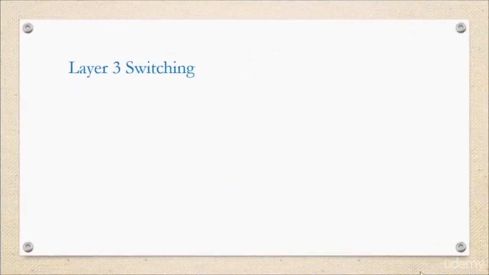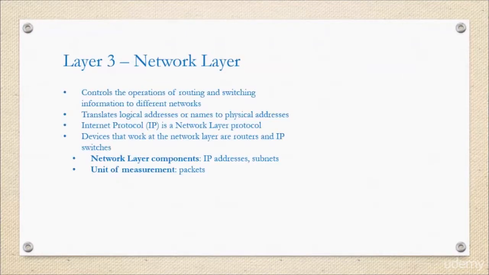All right, so layer 3 switching is a little bit different. Layer 3 is the network layer. It controls the operations of routing and switching, and it translates logical addresses or names to physical addresses, or vice versa. So if you're receiving data, you're going from a physical address to a logical address.